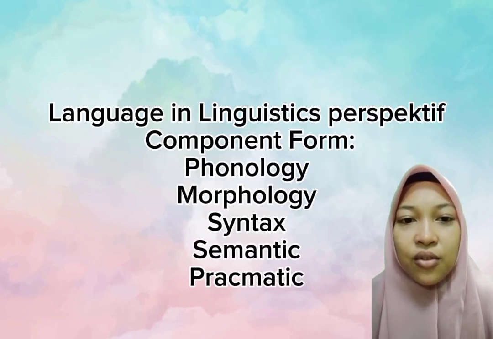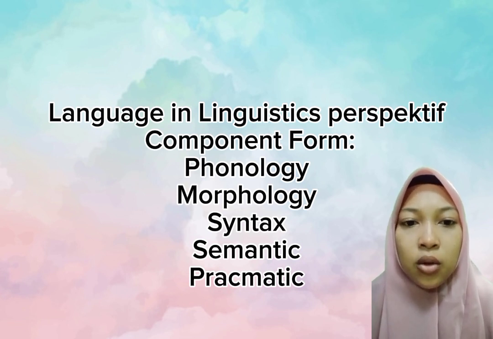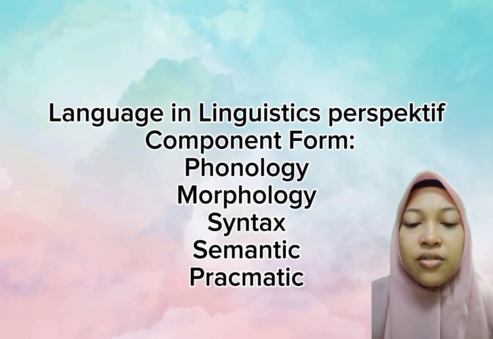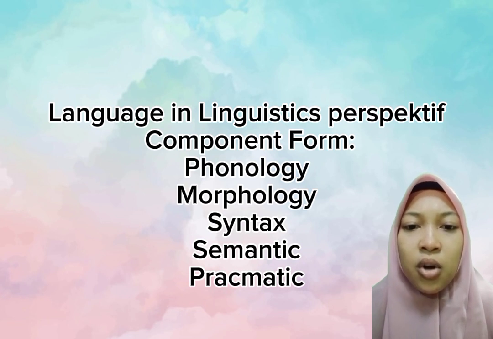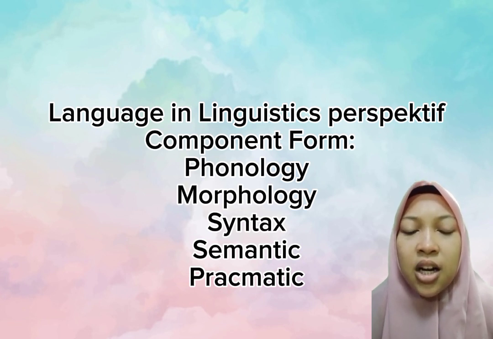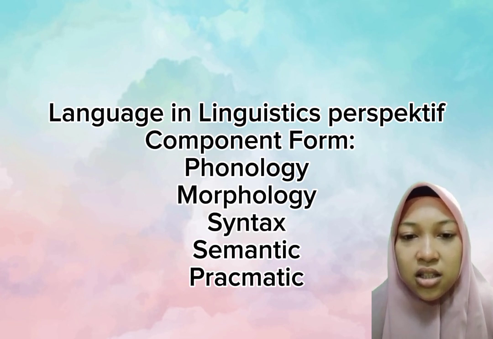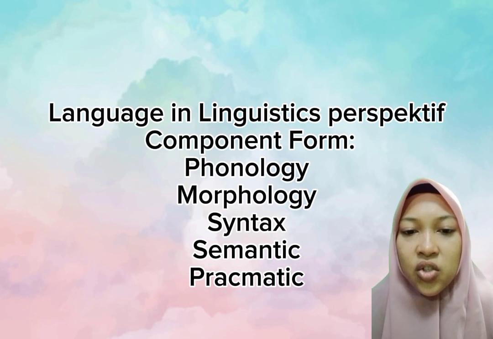Language in linguistic perspective is a communication tool used by a person to convey something, which contains five main aspects of language according to linguistics. Namely, the first, phonology. Phonology is an aspect of language that is related to the system of sound or phoneme in language. Next, morphology. Morphology is concerned with word structure, namely the way words are formed from small elements called morphemes. Next, syntax. Syntax is the study of sentence structure in language.